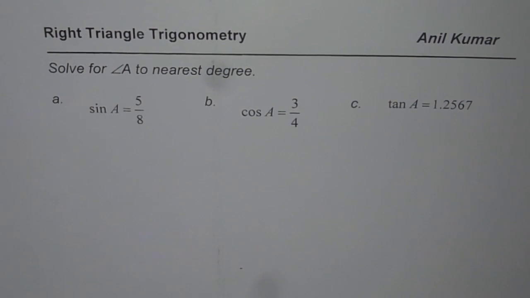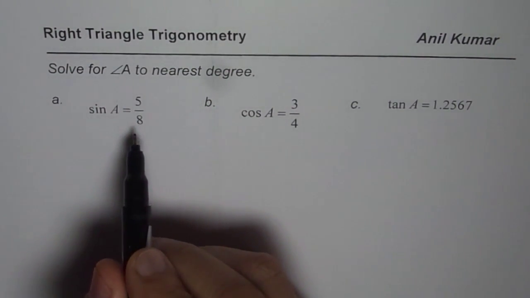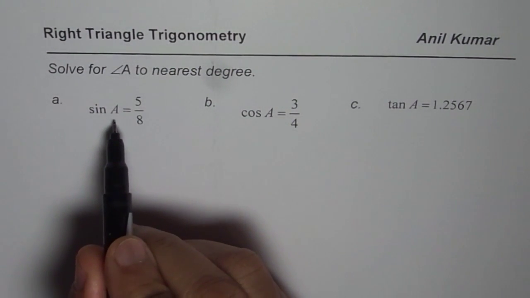I'm Anil Kumar and we are learning how to solve a right triangle using trigonometry. The question here is: solve for angle A to the nearest degree. So we are given sine A equals 5 over 8. We have to find what angle A is.